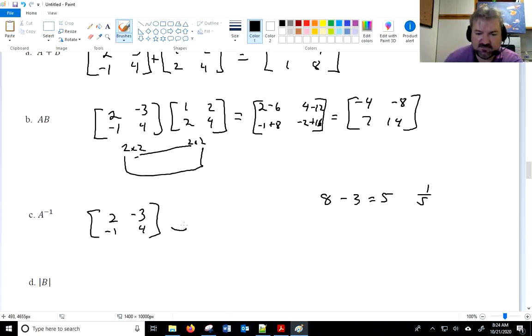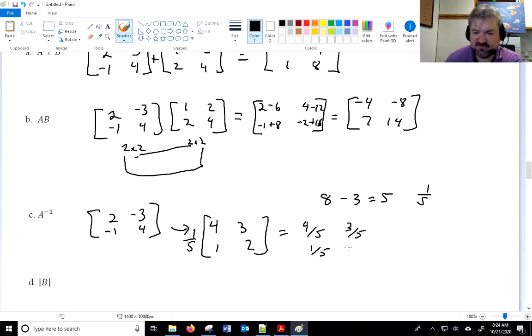Now what we do is we flip these two numbers' positions. So a 4 goes there, 2 goes there. And then we change the signs of these two numbers, the ones in those diagonals. So we got 4, 3, 1, 2. We're going to multiply by 1 over the determinant. So 4/5, 3/5, 1/5, 2/5.